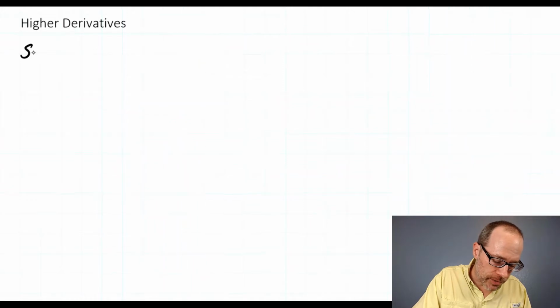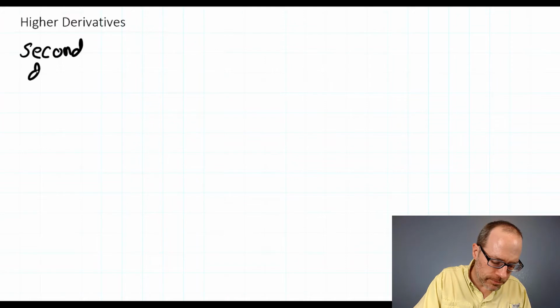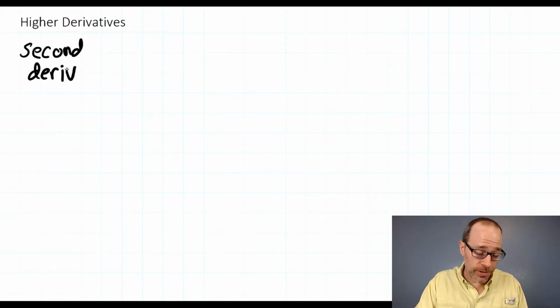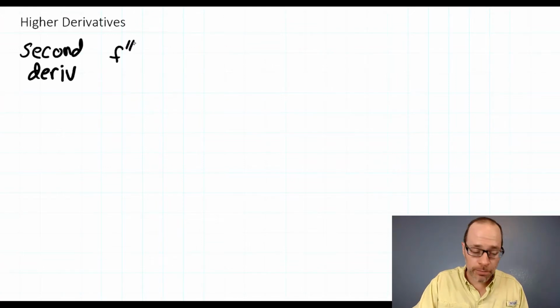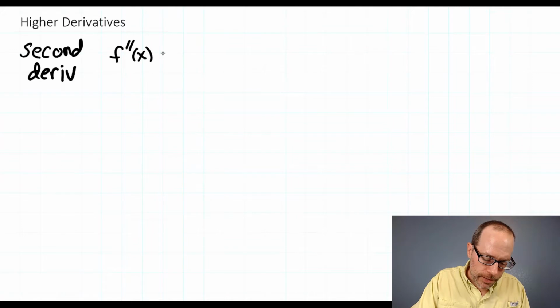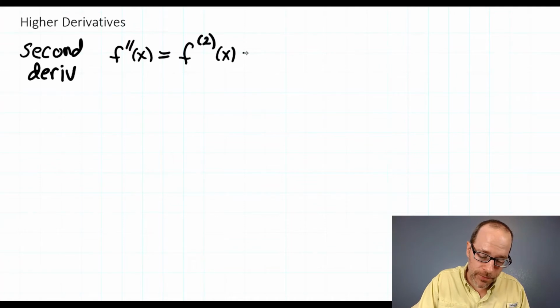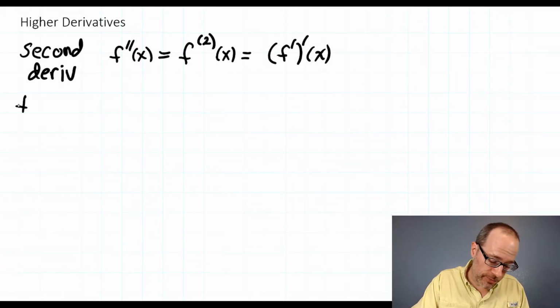The second derivative has two alternate notations. One notation is written as f double prime. Another way to write it is with a power 2 in parentheses. So those are just different ways of writing the same thing. And all it means is you take the derivative and then you take it again. That's it.